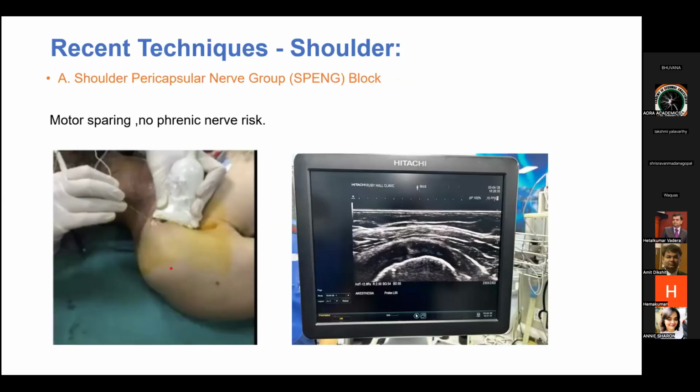Okay, sir. Then I'll discuss only a few things on recent shoulder pain blocks. We are only blocking the terminal branches. The main thing is there is no phrenic nerve risk. Motor sparing we can attain with this.